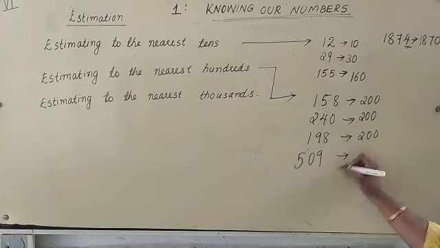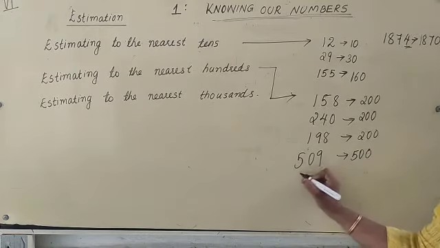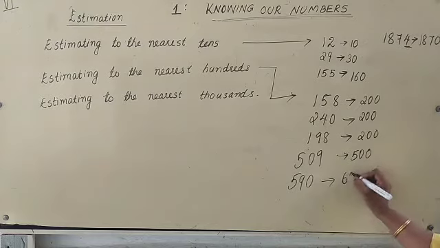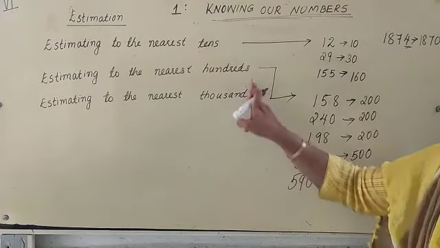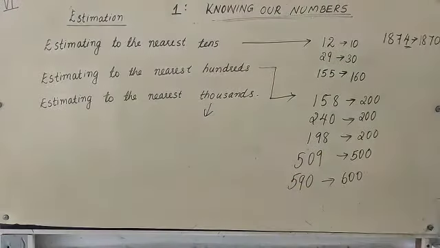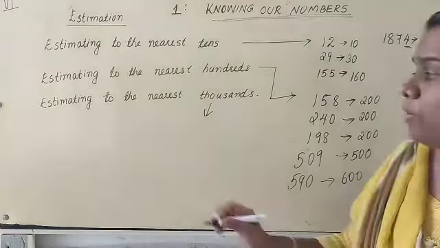If it is 509, how will you round off? If it is 509, we round off to 500. If it is 590, we round off to the nearest 100, it is 600. Now we have discussed estimating to the nearest 100. Now let us check how to estimate to the nearest 1000.